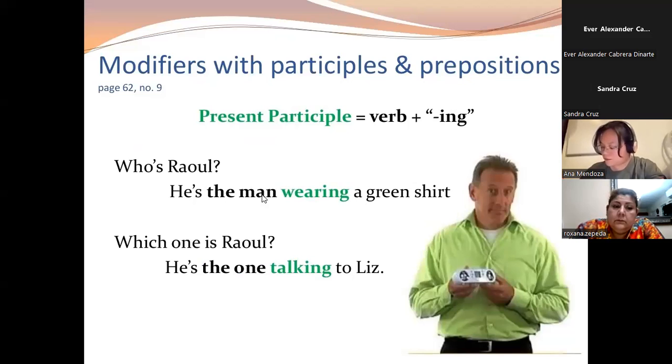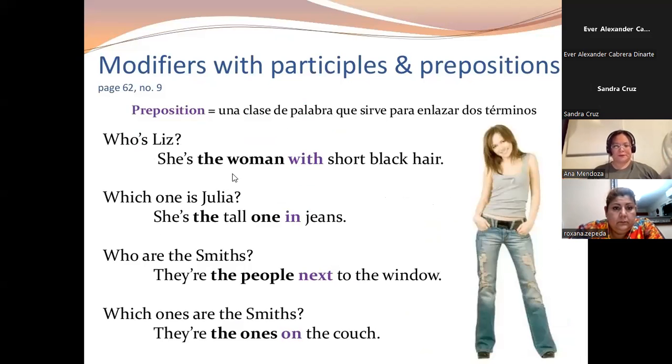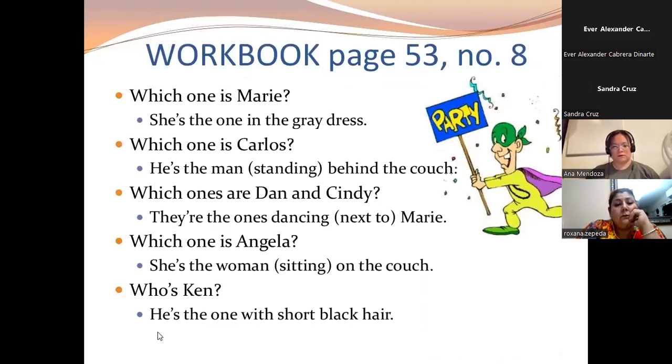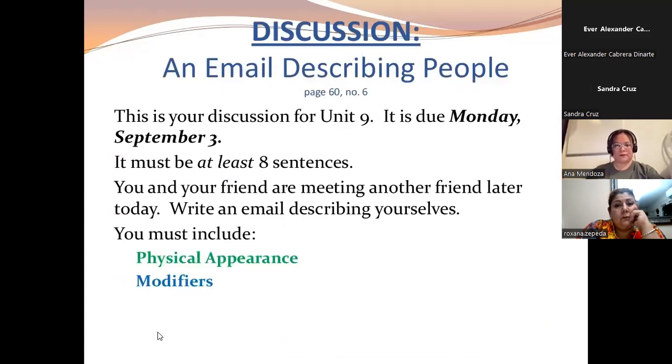Who's Raul? He's the man wearing a green shirt. Oh, he's the one wearing a green shirt. Which one is Raul? He's the one talking to Liz, right? Who is Liz? She's the woman with, okay? With is a preposition, right? Which one is Julia? She's the tall one in jeans. Who are the Smiths? They are the people next to the window, right? Like this one, guys. Well, we have here the list that we have for the prepositions. So guys, let me move on because now we have this exercise.